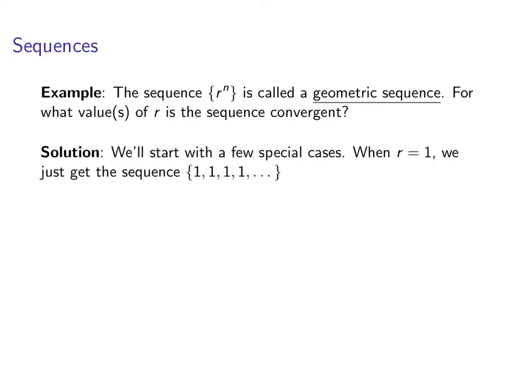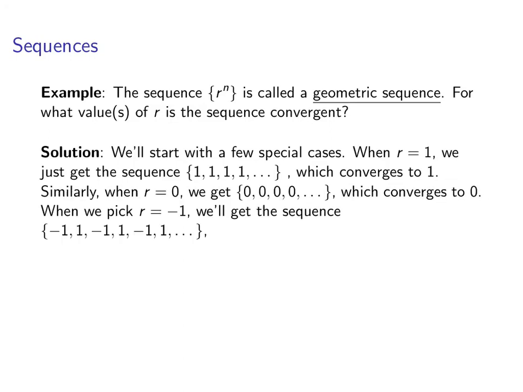For instance, if you just pick r equals 1, then it's not a very interesting sequence. It's just 1, 1, 1, 1, 1, 1, 1. That sequence obviously converges to 1. It's not going anywhere. If we pick r equals 0, we'll get the sequence 0, 0, 0. That converges to 0.